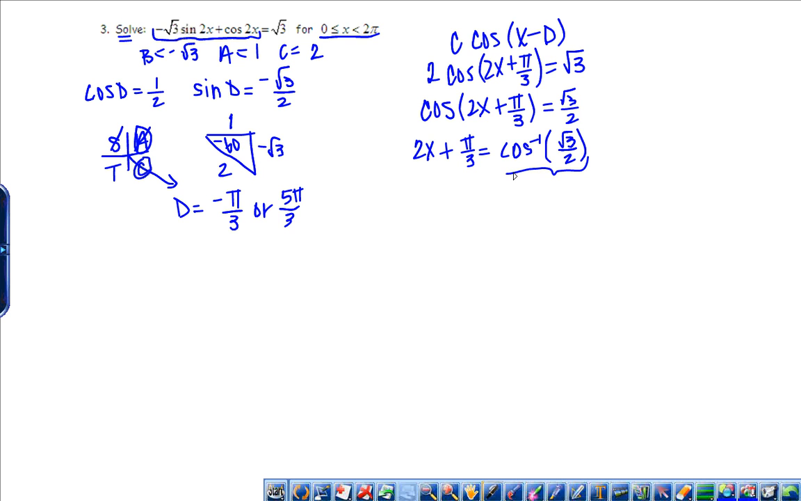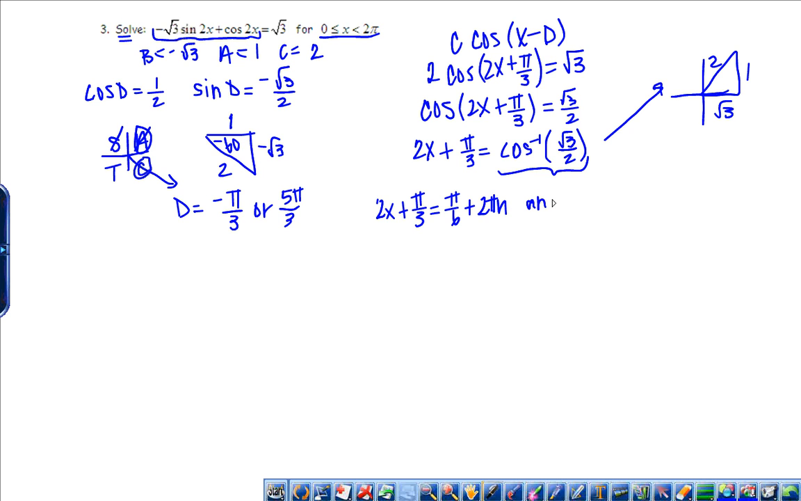Okay, at this point, you need to find out what angle this is. So you can draw your triangle of arc cosine. You know that's going to be positive, root 3 over 2, and find out what angle that gives you. And of course, that's going to give you pi over 6. Okay, so this is where we write our general solutions. So this gives me 2x plus pi over 3, and that gives me pi over 6. And this is where we add 360 or 2 pi n.